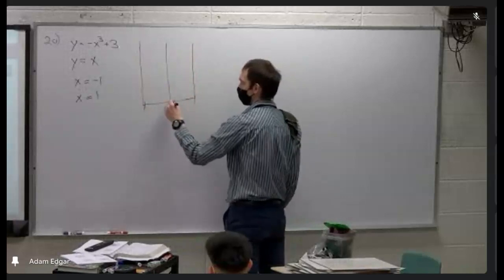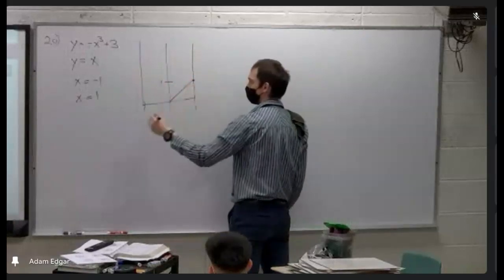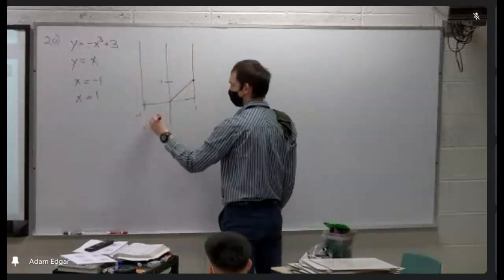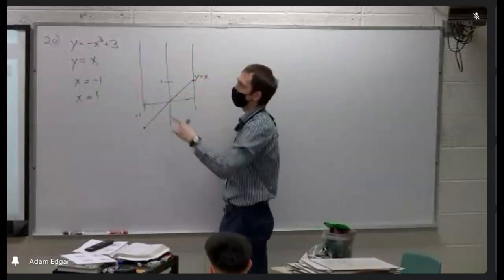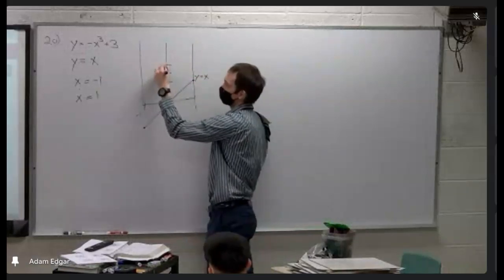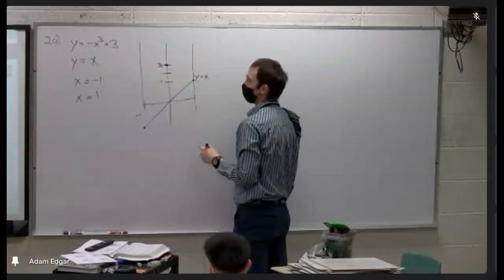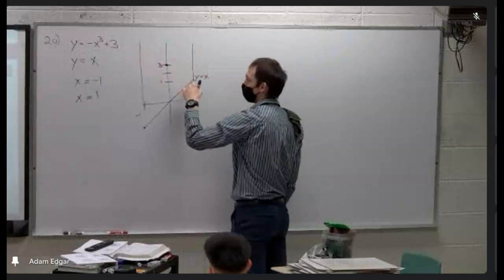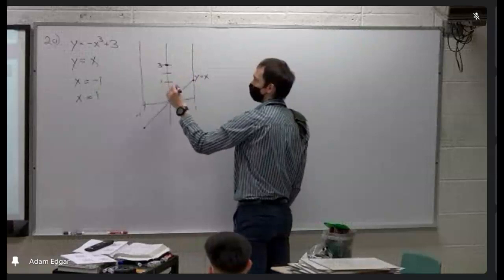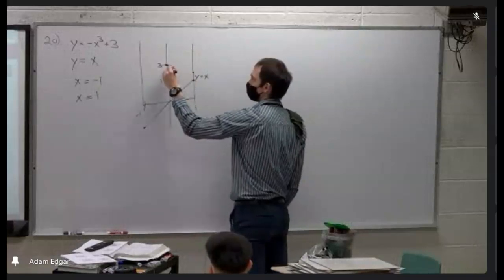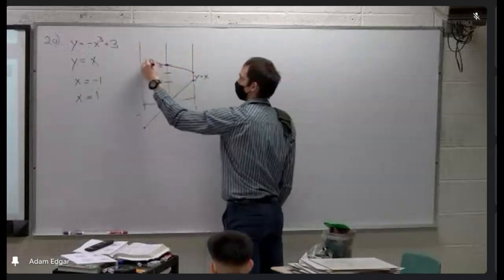Y equals x. This is 1, 1. Negative 1. So then I'm going to be down here. Negative 1. This is my line y equals x, right? And then y equals negative x cubed plus 3. So plus 3 is up here, then negative x cubed is going to be one of these things. And if I go to 1, negative 1 cubed plus 3 is positive 2, right? So this would probably be a 4.